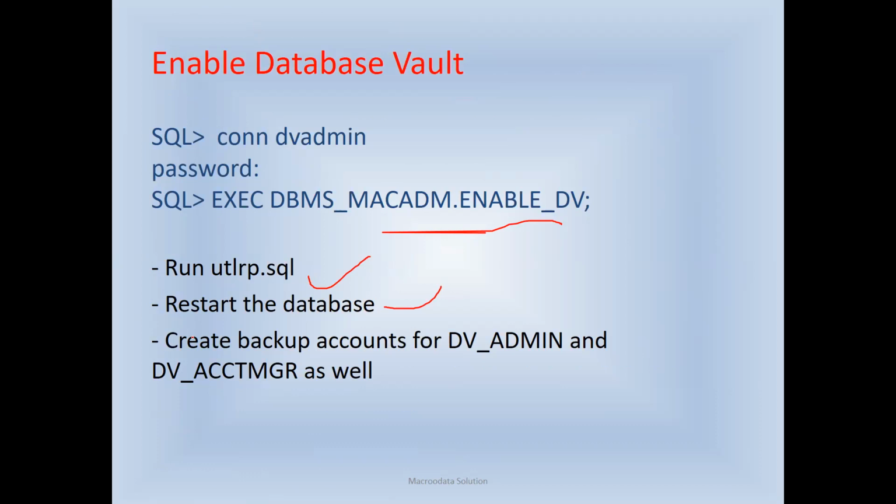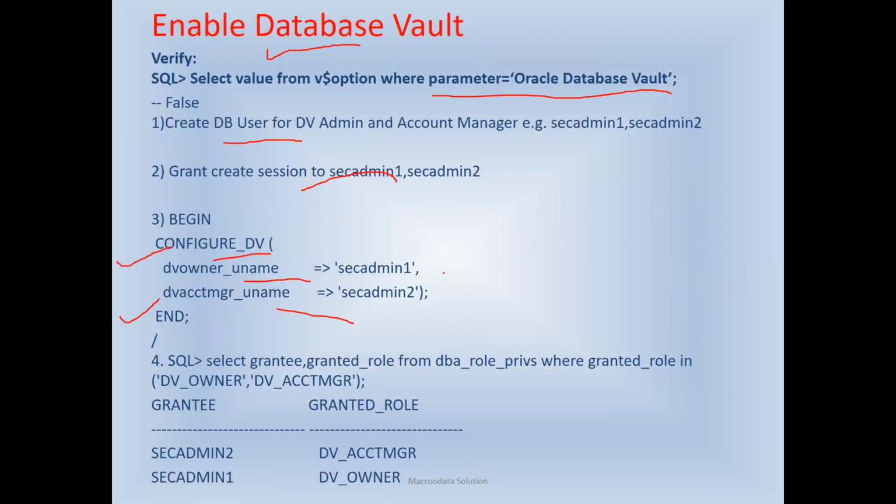You can restart the database. Now, you can create backup accounts as well. You can create two more accounts besides SecAdmin1 and SecAdmin2. I'm just giving one name; you can give any name, maybe DB owner or DB account manager, whatever you want. The Oracle documentation says to create two backup users, because these are very important users. If we lose the password, or the password expires or something happens, it becomes very critical for us to log in sometimes.